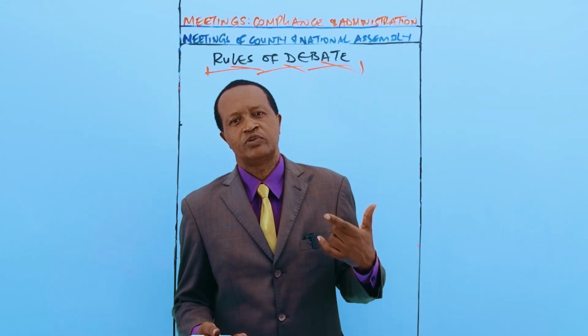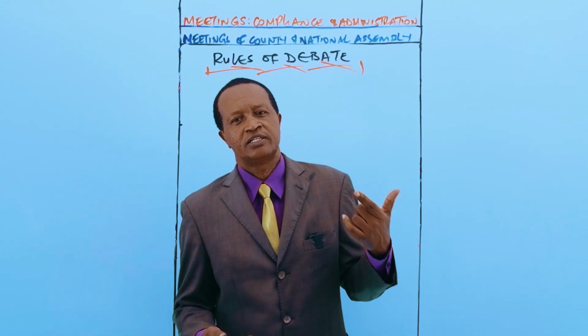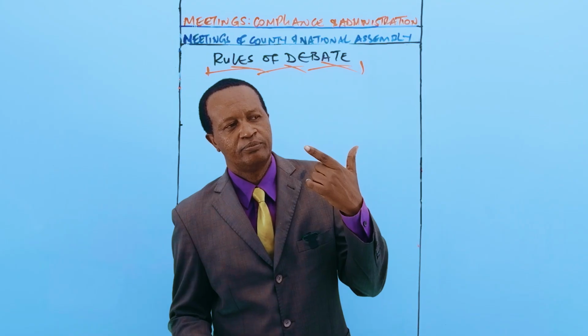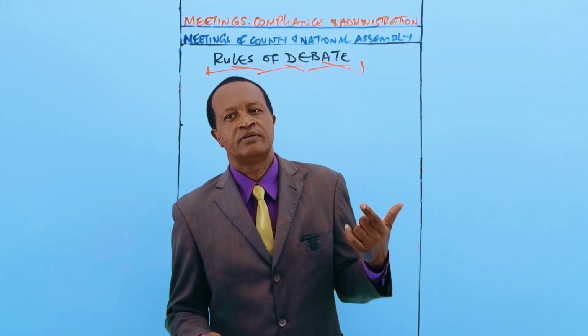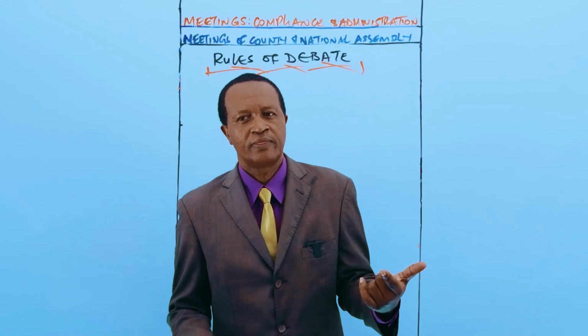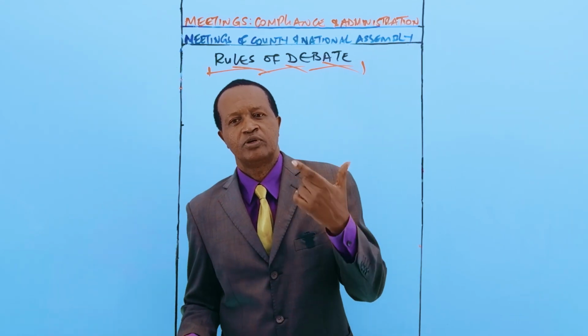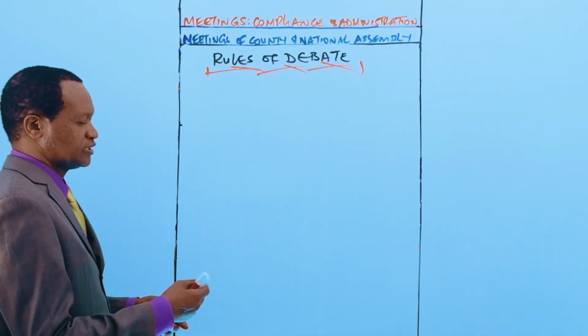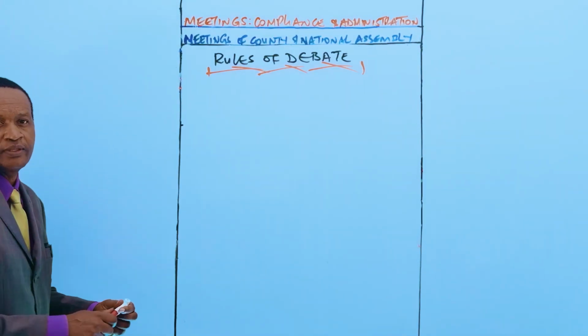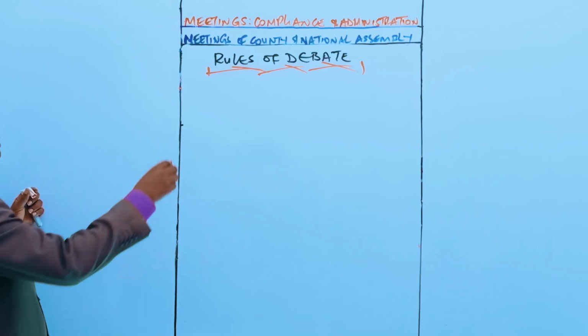We have, first of all, the conduct of members. Another category is forbidden language. We also discuss points of order versus points of information, and also the principle of the sub judice rule. So let's begin with the conduct of members.